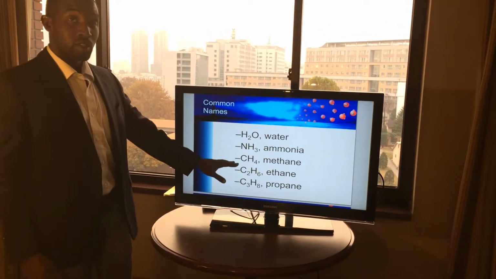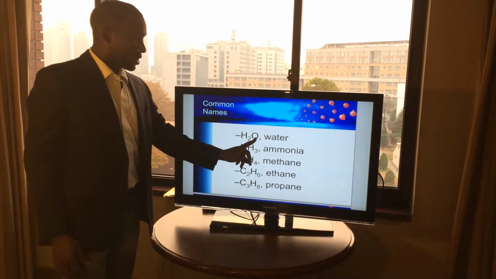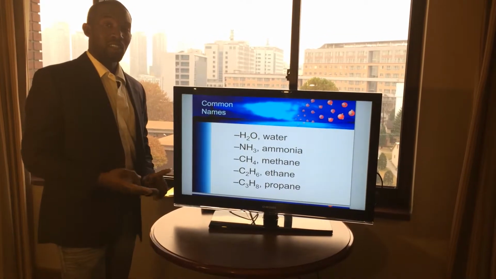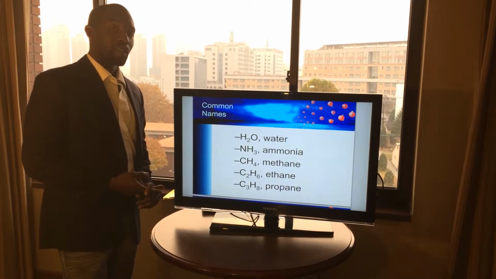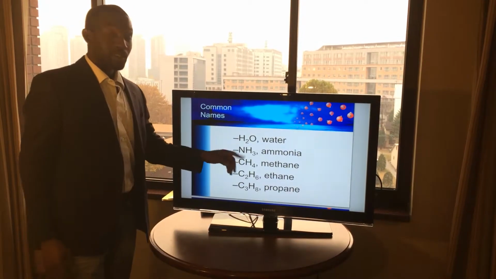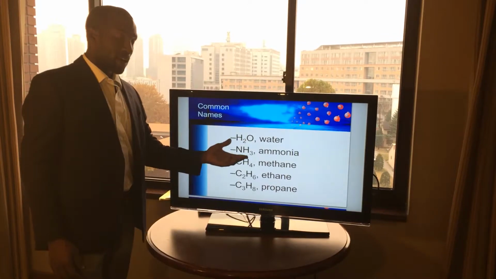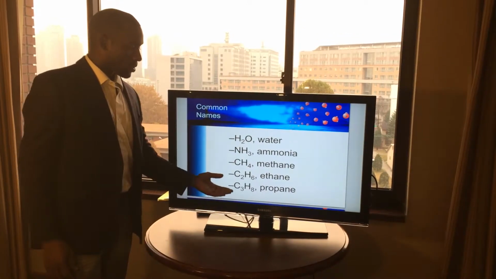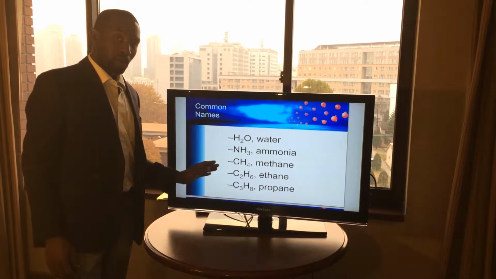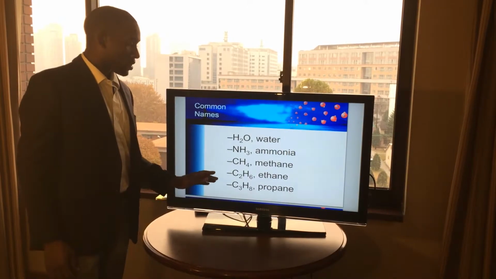So these are binary. You have hydrogen oxide. By binary, we're saying they just have 2 different types of atoms. Water obviously has hydrogen and oxygen. There are 2 atoms of hydrogen, 1 atom of oxygen. So you can see how many of each atom are present in each of these compounds.